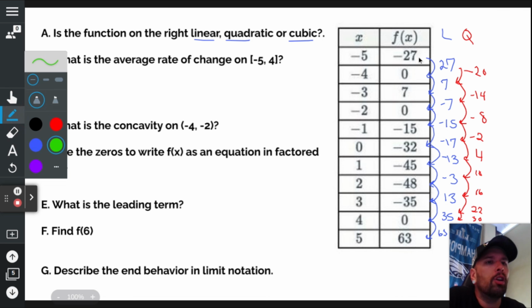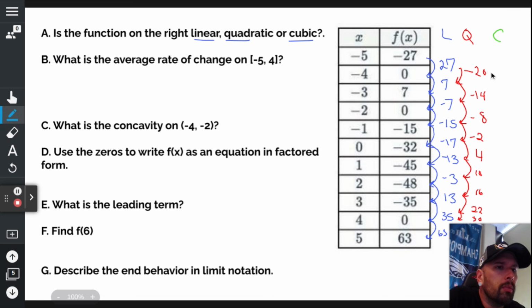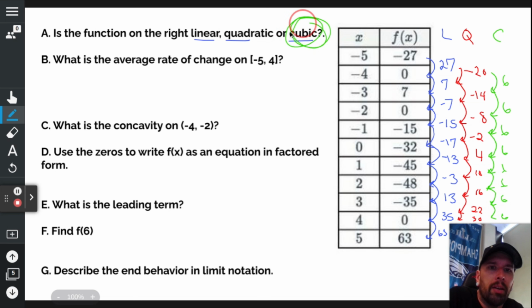So let's see if it's cubic. Plus 6, plus 6, plus 6, plus 6, plus 6, plus 6, plus 6, plus 12. Just kidding, plus 6. So it is cubic. Oh, thank God. So now that we know it's a cubic polynomial, that's going to make answering these a little bit friendlier.